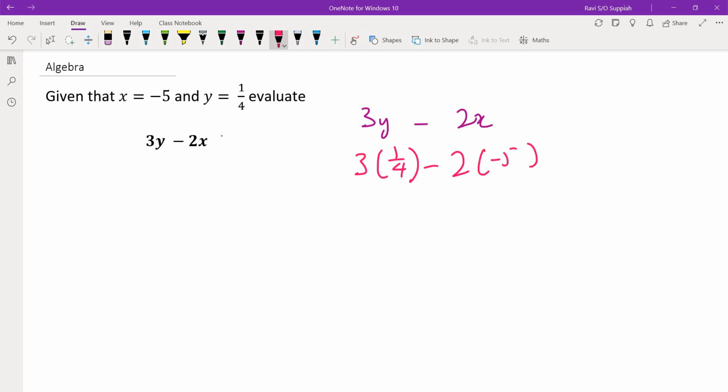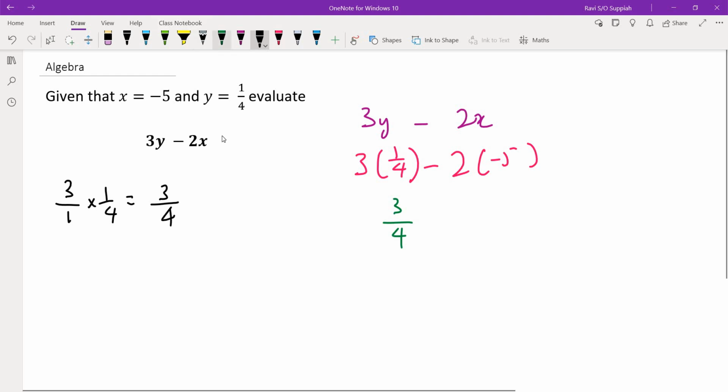Okay, so 3 times 1/4 will be 3/4. Alright, so with fractions, when you multiply, just remember it is numerator times numerator, denominator times denominator. So 3 is effectively 3/1 multiplied by 1/4. So 3 times 1 is 3, 1 times 4 is 4. So that's how you get 3/4.